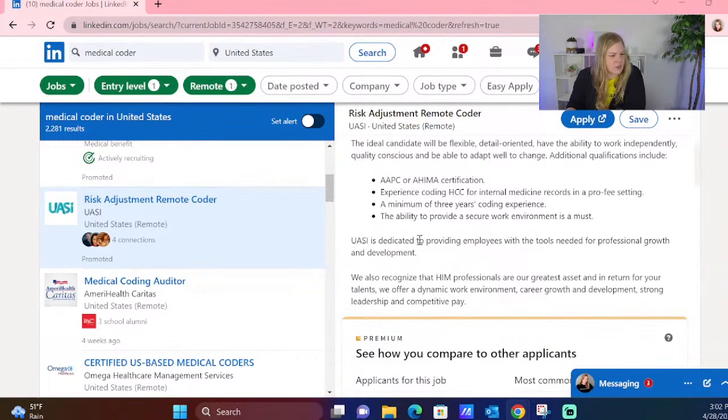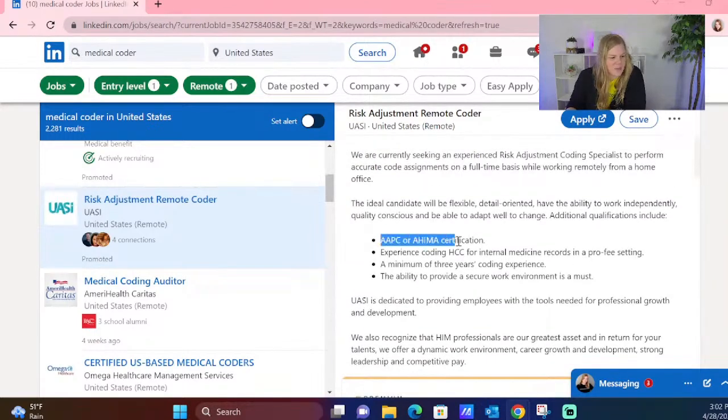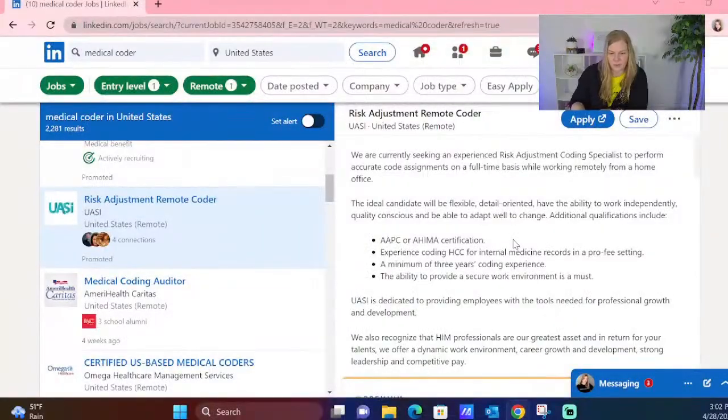So this one is a risk adjustment coding position, and it says AAPC or AHIMA certification. It doesn't say CRC, it doesn't say CPC. It just says that you have to have a certification through AAPC or AHIMA. Which, again, this is why I tell you people when you're looking for a medical coding credential, I have nothing against the other associations out there. But when you're looking at these job applications, they're going to say we want a credential through AAPC or AHIMA. So if you're looking at this from a standpoint of having a better time finding a job, those are the organizations you want to get with.